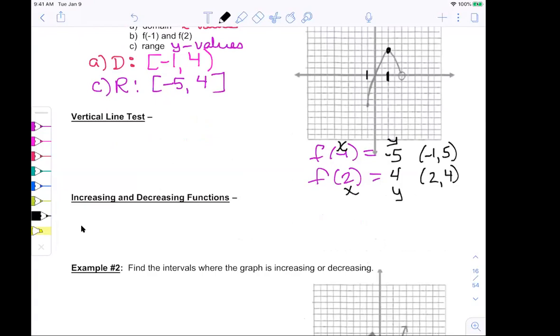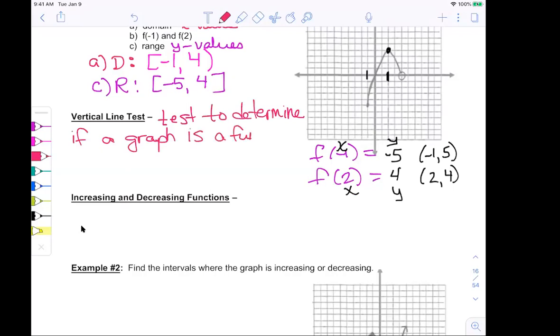Jeremy, do you remember what the vertical line test does? It tests to see if one x value has more than one y value. Yeah. So this is a graphical test. So Jeremy, how does it work? Do you remember, Jeremy, what you're looking for when you do this vertical line test?